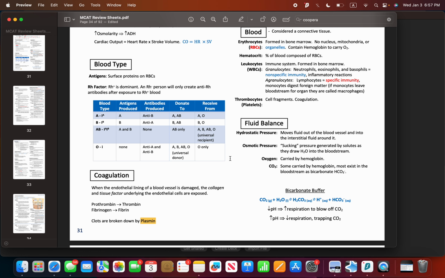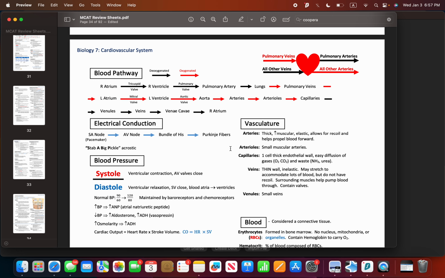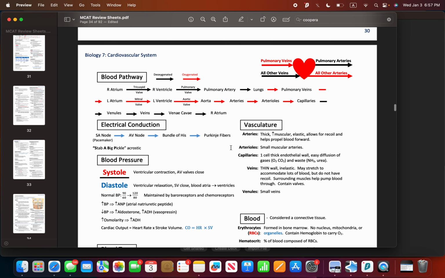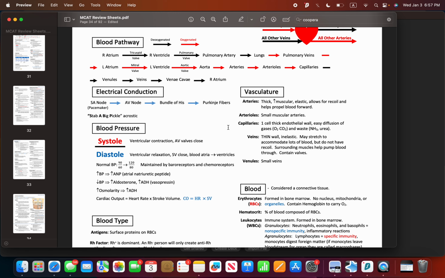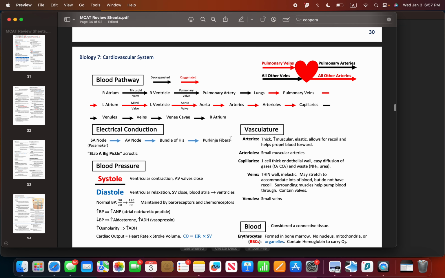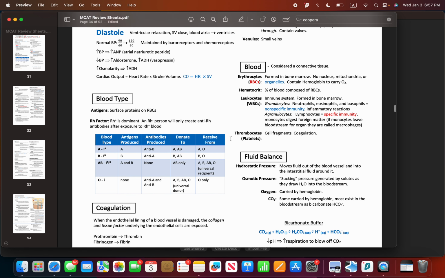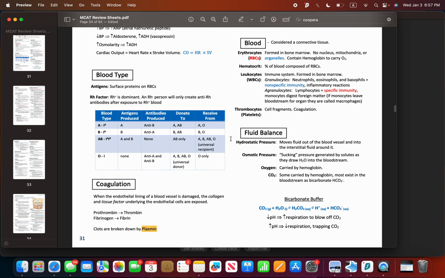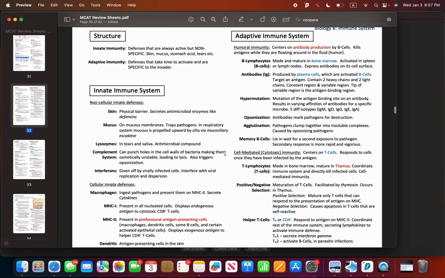And that's our fair share for the cardiovascular system. And we will get back to this soon, but I believe I have a semi-full grasp on the cardiovascular system. And if anything, we can just solidify it with more practice questions on the cardiovascular system. Okay, now we can go to the immune system.